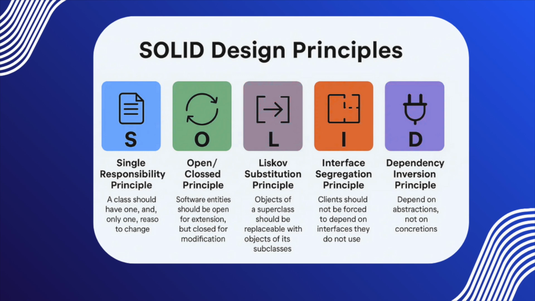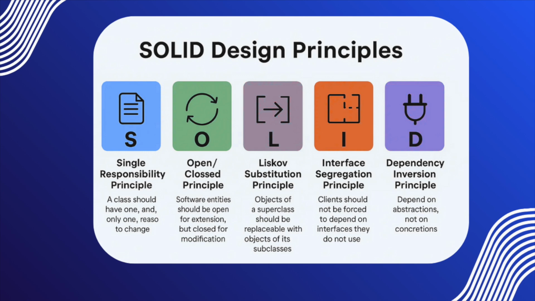Next is I, that is interface segregation principle. It simply means do not force a class to implement a method it doesn't use. Next is D, dependency inversion principle. It means depend on abstractions, not on concrete classes.